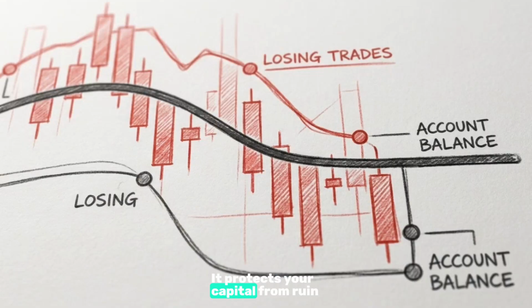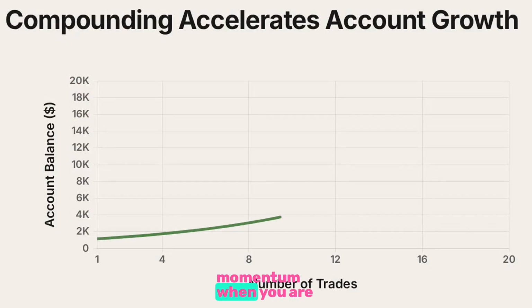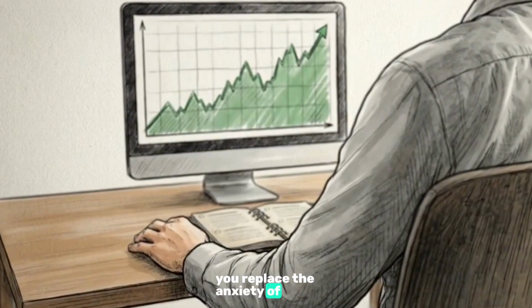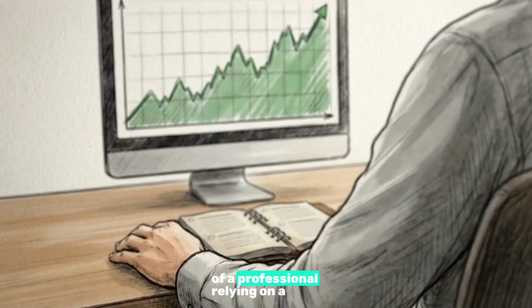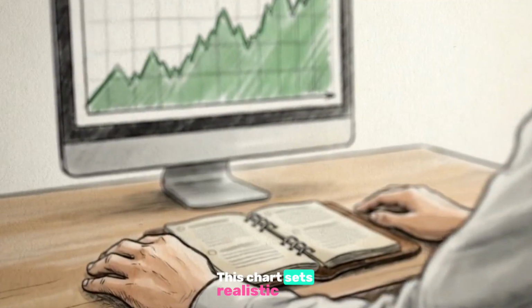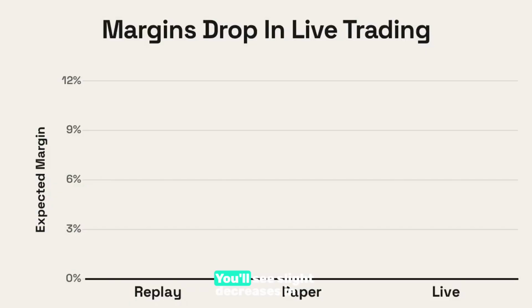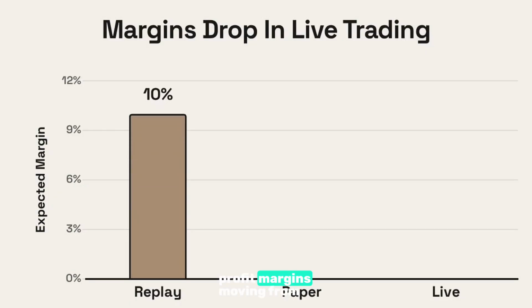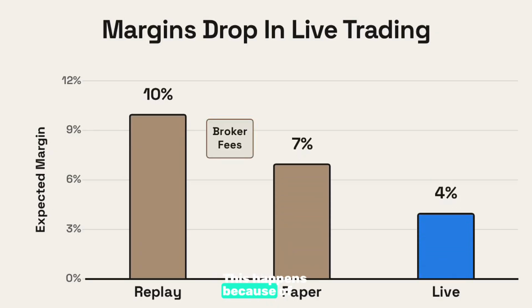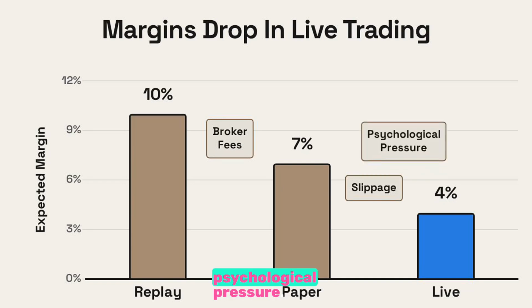It protects your capital from ruin when you are losing and mathematically compounds your momentum when you are winning. By following this sequence, you replace the anxiety of random guessing with the confidence of a professional relying on a mathematically proven edge. This chart sets realistic expectations. You'll see slight decreases in profit margins moving from replay to paper to live trading. This happens because of real-world friction, like broker fees, slippage, and psychological pressure.